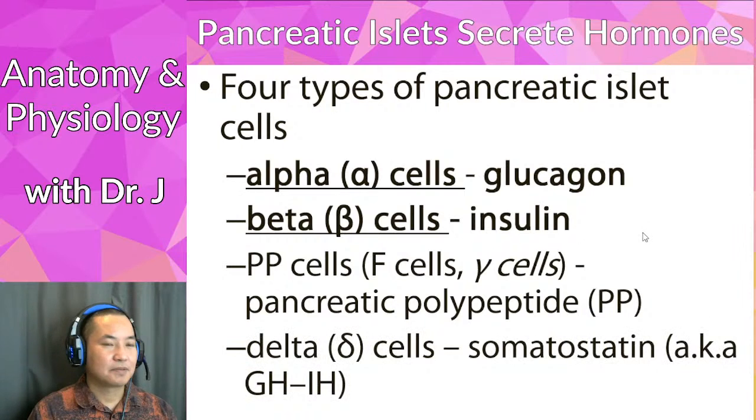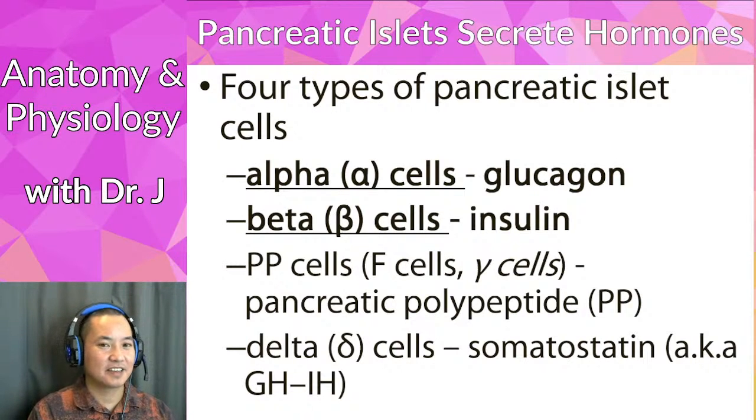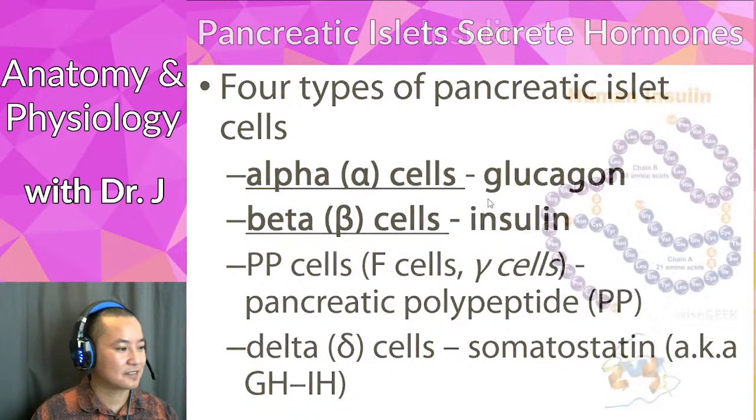Now, delta cells produce something called somatostatin, and another name for somatostatin is GHIH, or growth hormone inhibiting hormone. And it's not just inhibiting growth hormone, somatostatin also inhibits the production of glucagon and insulin. So the last 2 are a little tricky, and I don't know if we have time to really get to that this semester. But alpha cells and beta cells, you've got to know if you're talking about blood glucose regulation and homeostasis.